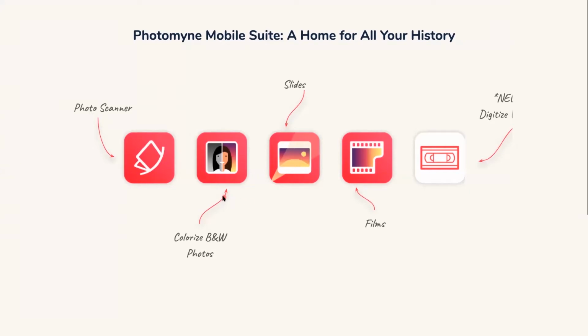So you see here we have our Colorize app, which colorizes black and white photos. And then we have our app that deals with slides, Slidebox, which will soon be called Slide Scanner. And this app allows you to scan those little slides that we can hardly see. And next, we have Filmbox, which is our app that allows you to scan negatives.